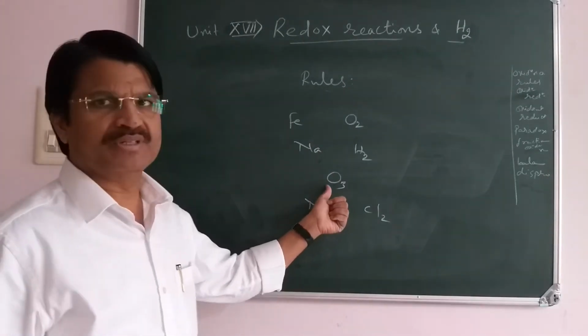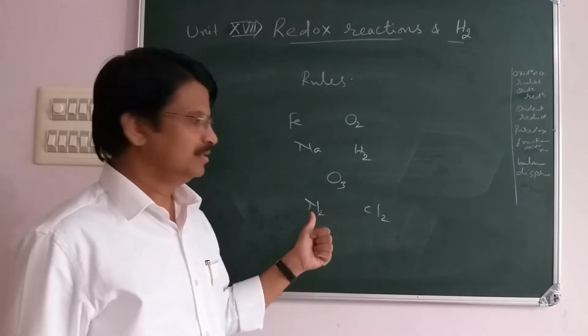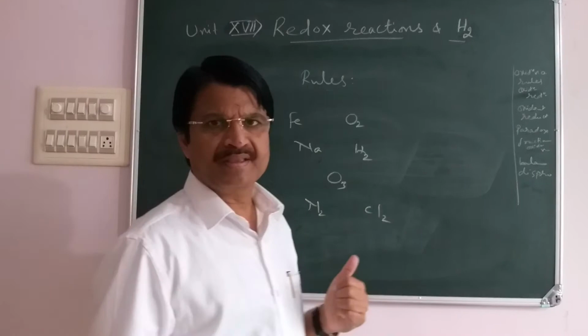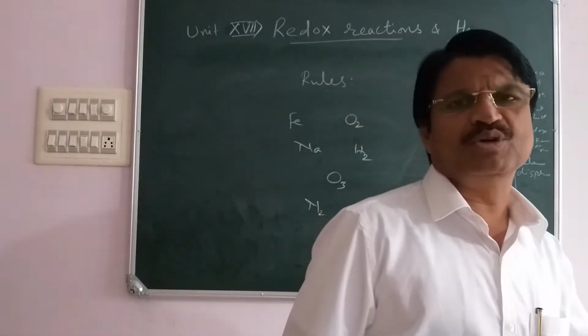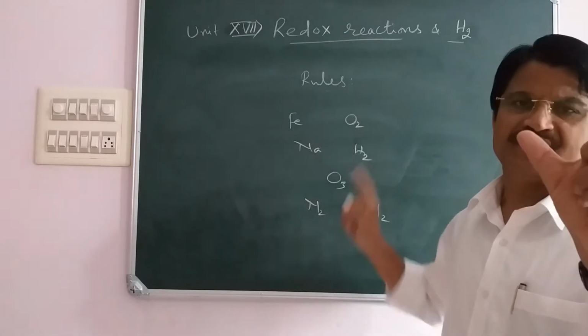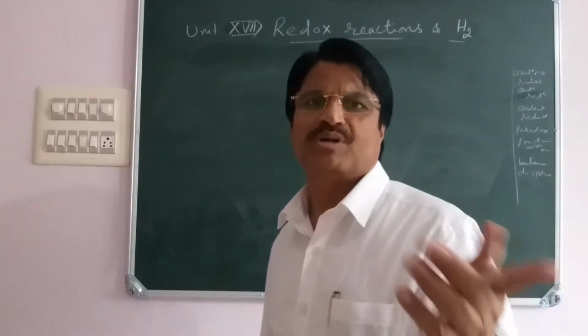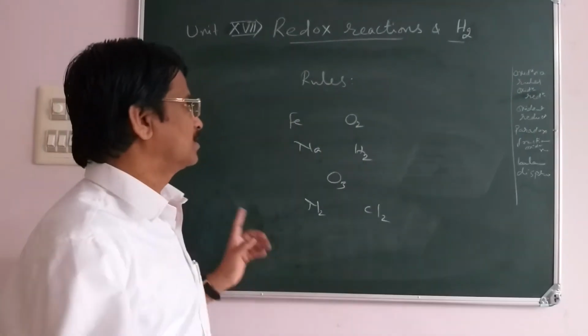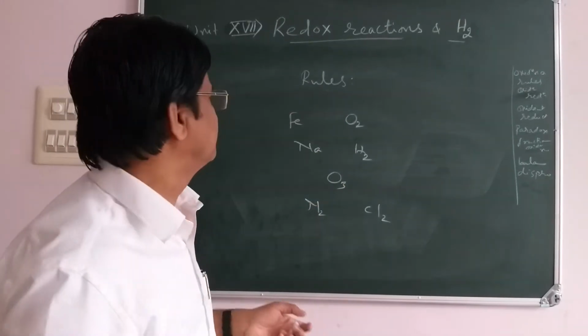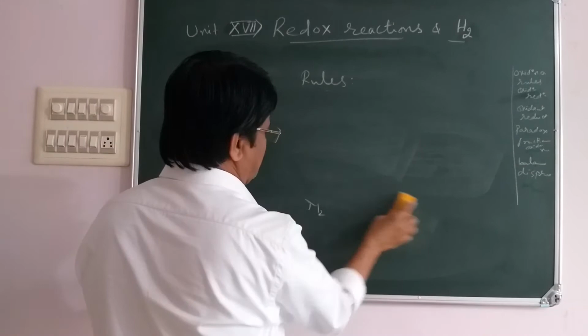Oxidation number of ozone 0, chlorine 0, but the oxidation number of sodium in sodium chloride is equal to +1. The oxidation number of oxygen in sodium oxide is equal to -2, like that. But in compounds they have some values, maybe positive or negative. This is the first point.